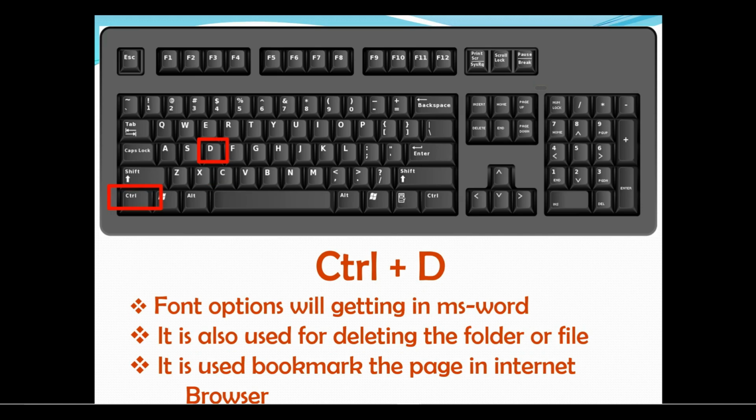And the next one is Control D. What will happen with Control D? The first point is that the font option appears in MS Word, the second point is that it is also used for deleting a folder or file, and the third point is that it is used to bookmark the page in an internet browser. First we'll go to the first point. The first point is the font option that appears in MS Word.